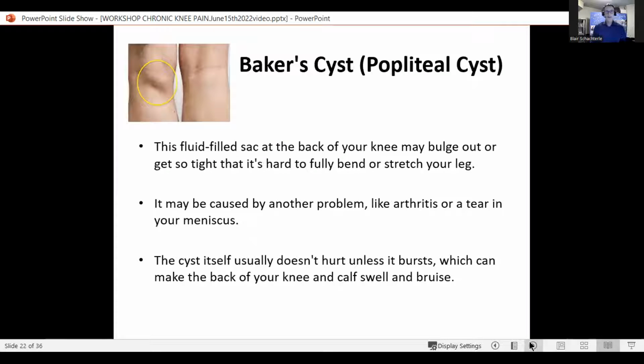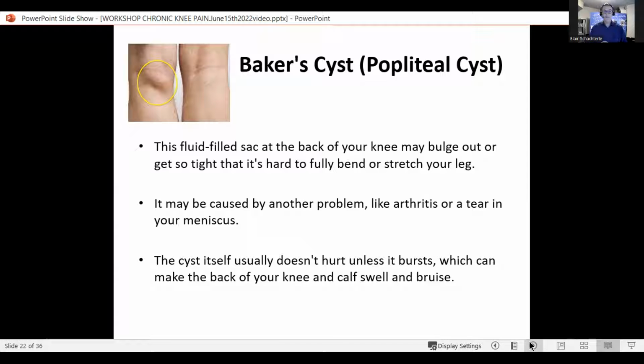And the last one is the Baker's cyst. This is called a popliteal cyst. Basically this is swelling in the knee that has forced the knee capsule to expand backwards, okay? And we see this quite often in people that have problems with arthritis inside their knee, or they've torn the meniscus. That's another dead giveaway of some sort of internal derangement with their meniscus.